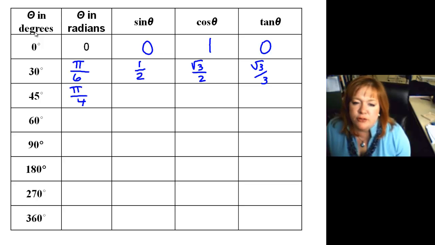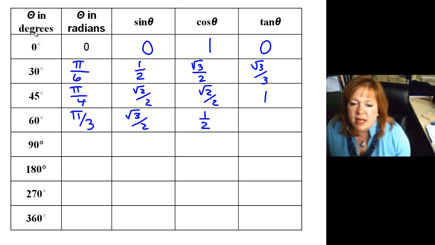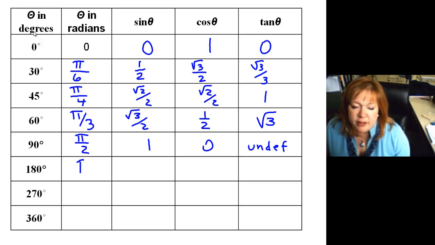45 is pi over 4. Sine is square root of 2 over 2, as is the cosine, because remember, equal legs. And tangent is 1. 60 degrees is pi over 3. Sine is square root of 3 over 2, cosine is 1/2, and then the tangent is the square root of 3. 90 degrees is pi over 2. 1, 0, undefined. 180, these are your quadrantal angles, pi. So you got 0, -1, and 0.